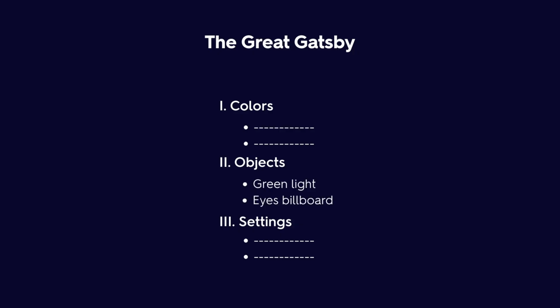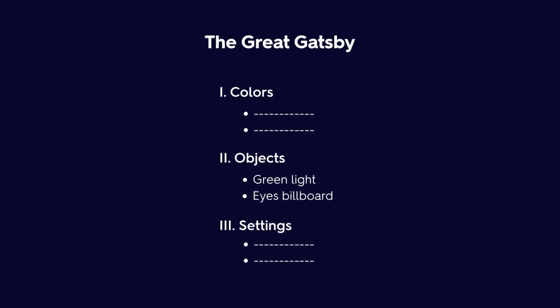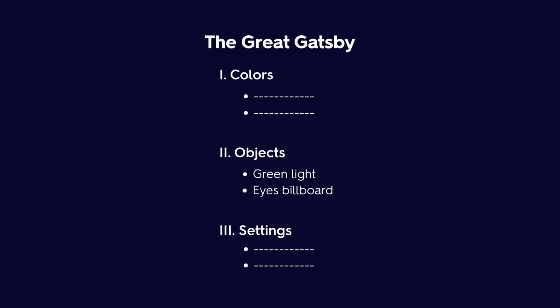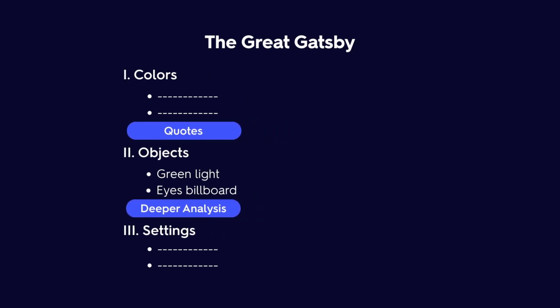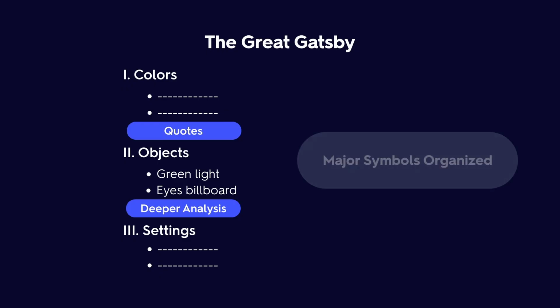Keep each point short, just key phrases, not full sentences. Leave space beneath each section so you can add quotes or deeper analysis later. This outline mirrors the structure of the lecture on The Great Gatsby and keeps major symbols organized for easier review before a test or essay.